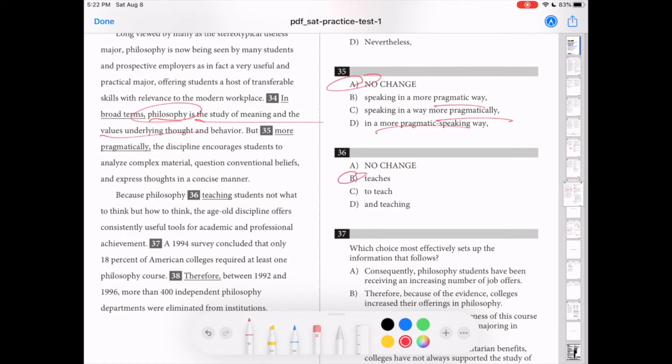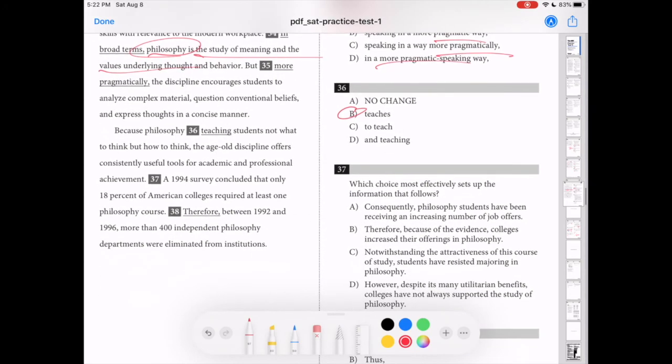37 is an addition question. Okay, so once again, we have to add a sentence from down here.